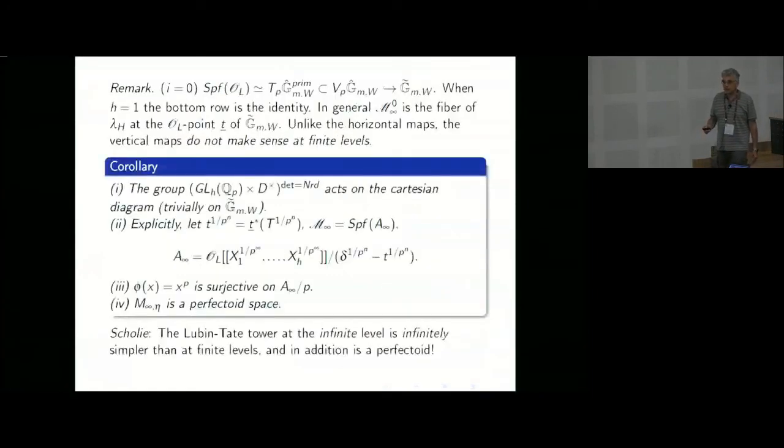Okay, so the upshot of everything, and I will stop here. I have not said anything about crystalline Dieudonné theory. This will be the topic for tomorrow. I'm going much slower than I imagined, but I think it's better this way. The Lubin-Tate tower at the infinite level, thanks to these ideas, is infinitely simpler than at finite levels. And in addition, the one bonus that you get is you look at this ring A infinity and you obviously see that it is perfectoid in the appropriate sense.